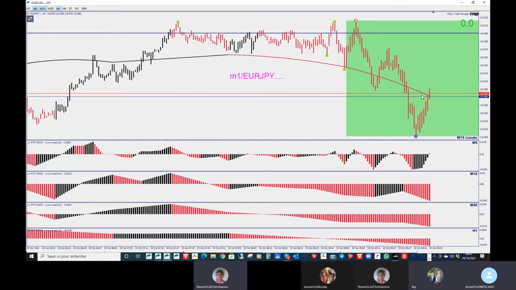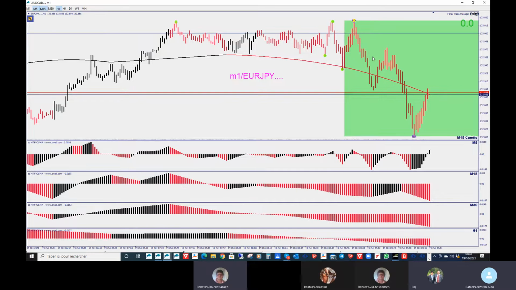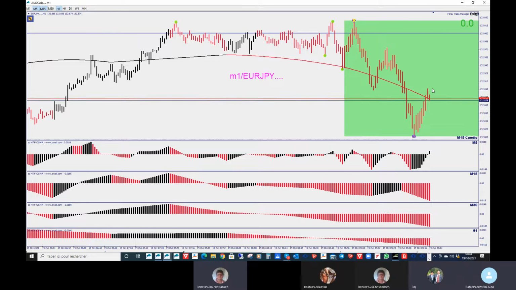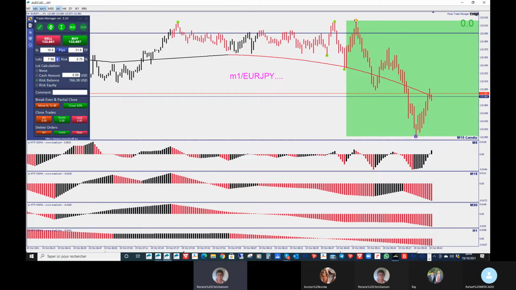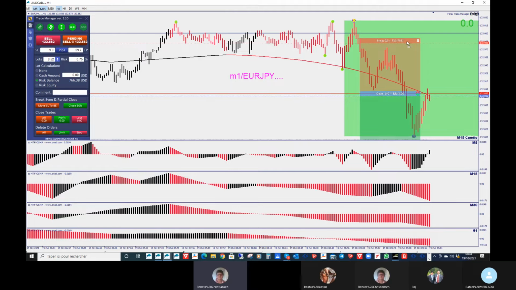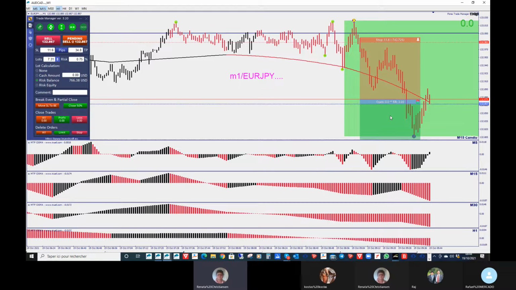Now you have to wait for the 2-ball retracement to be done. Okay, so this is 1, 1, 2, and 3, right? Here is 10 pips, for example. If I set it here, 5 pips.